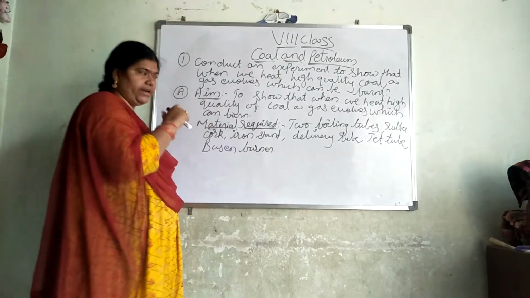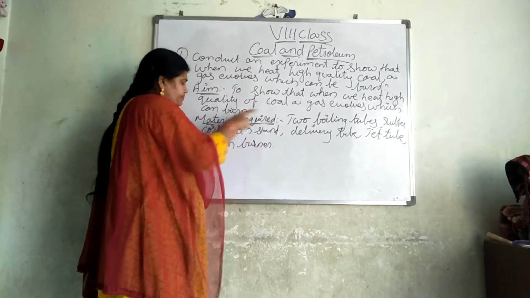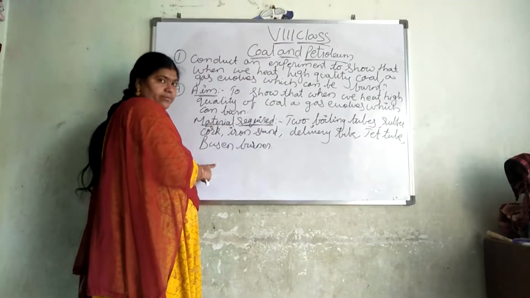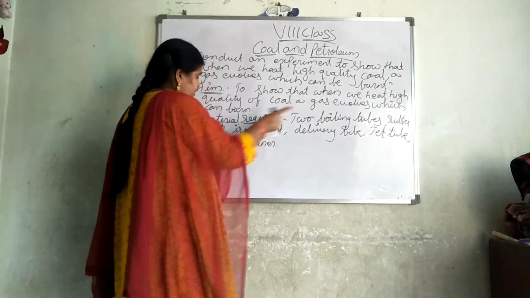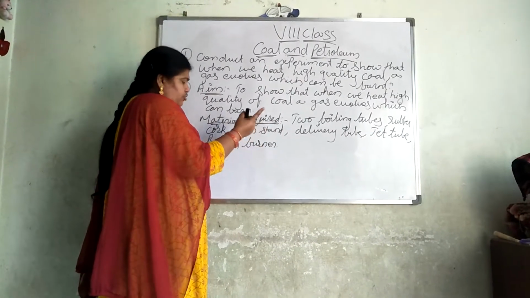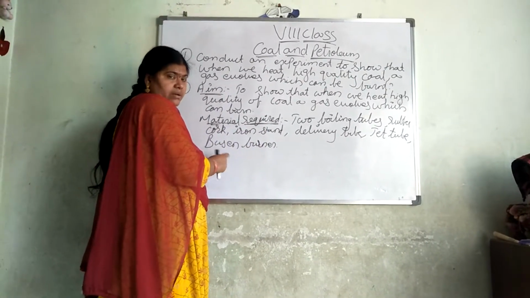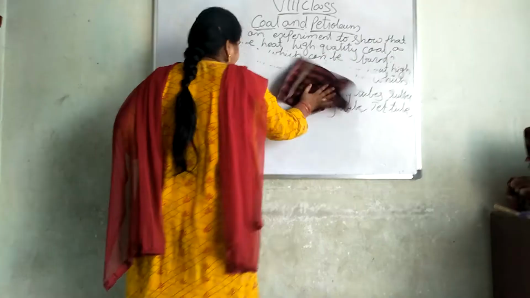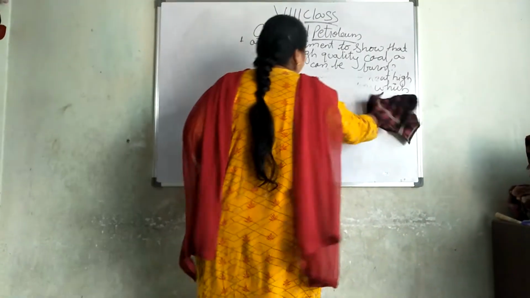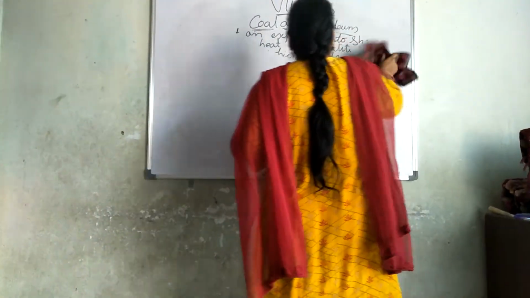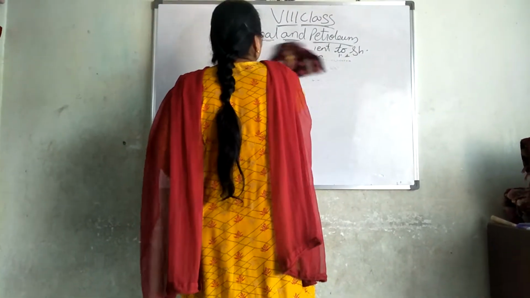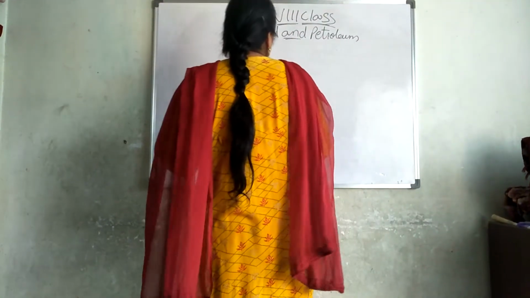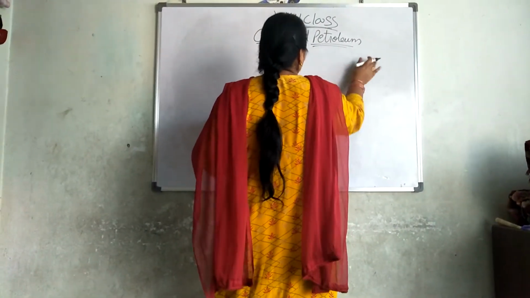What are the materials required? Two boiling tubes, rubber cork, iron stand, delivery tube, jet tube, Bunsen burner. Once again, see: two boiling tubes, rubber cork, iron stand, delivery tube, jet tube and Bunsen burner. Now the procedure we are going to write. Start. So now we are going with the procedure.